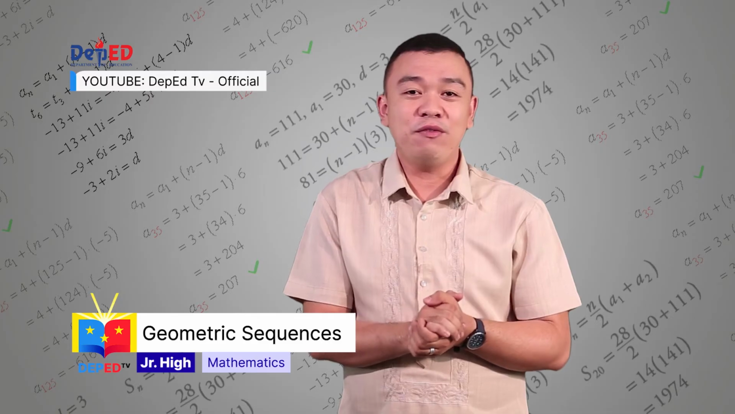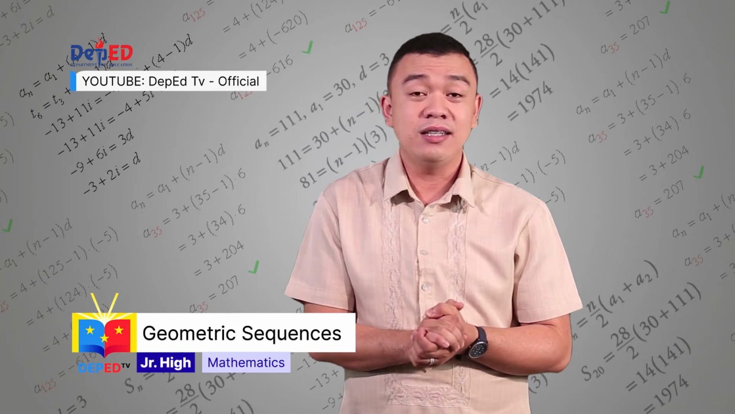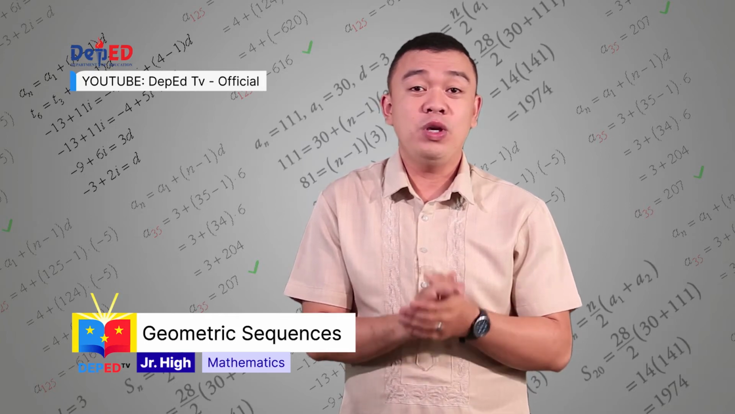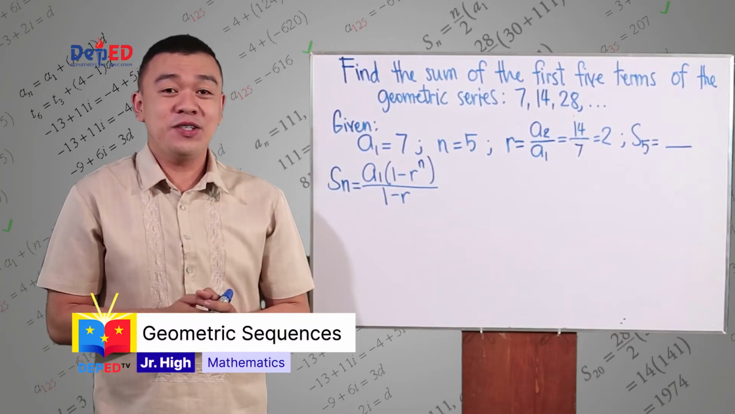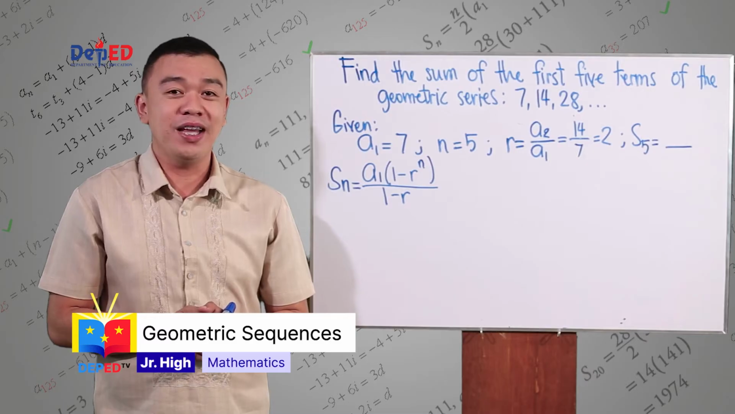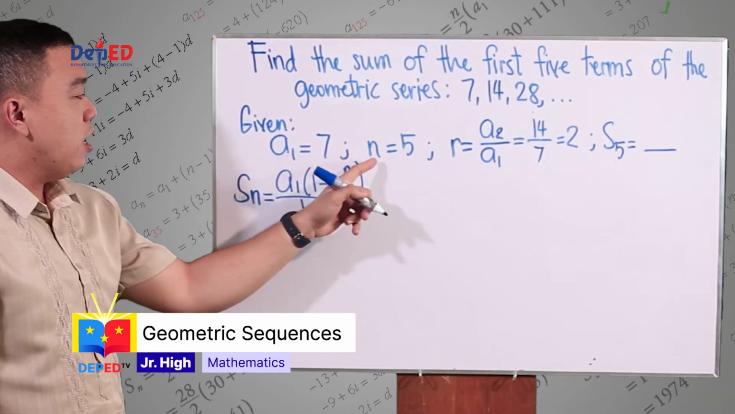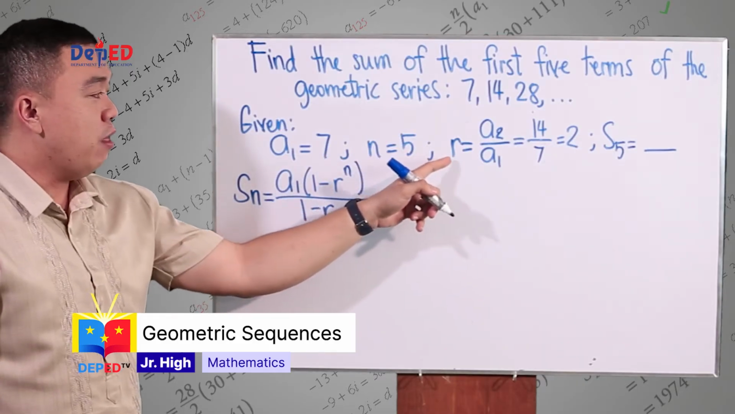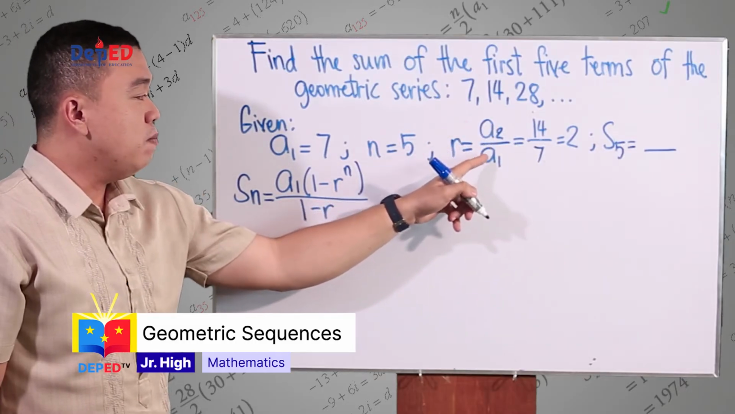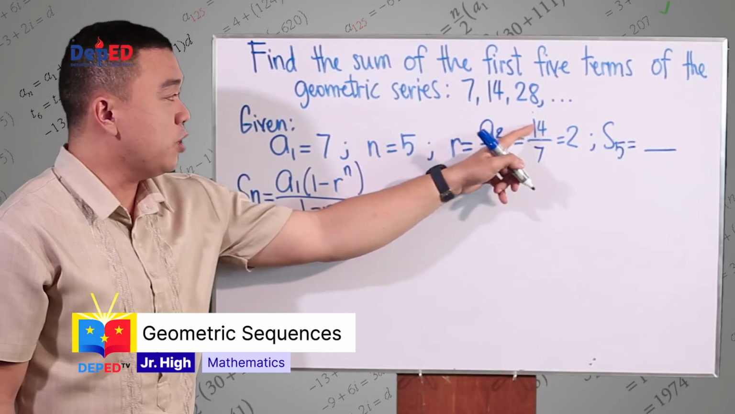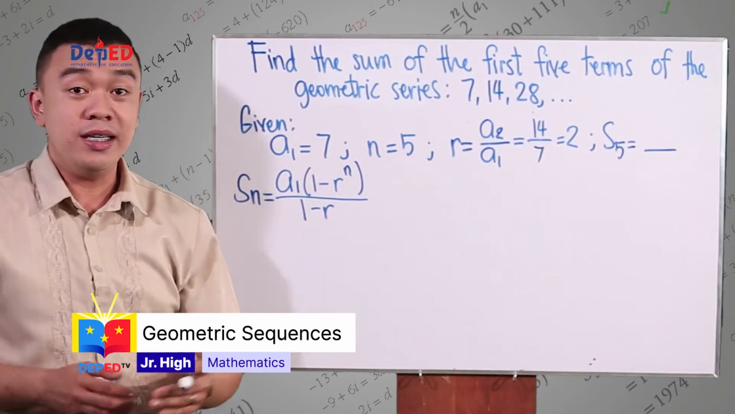To find the sum of the first 5 terms of the geometric series 7, 14, 28, and so on, we will use the following solution. To do that, let's substitute the given values in the formula. Our given a sub 1, or the first term, is 7. Our n is equal to 5. The common ratio, again, that's a sub 2 divided by a sub 1. Our a sub 2 is 14 divided by our a sub 1, which is 7. The common ratio is 2.